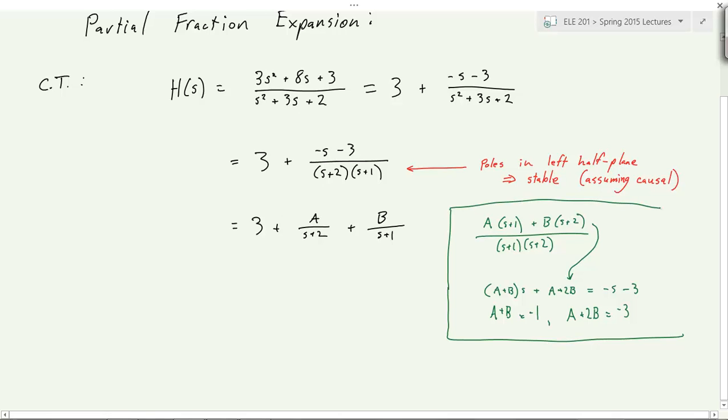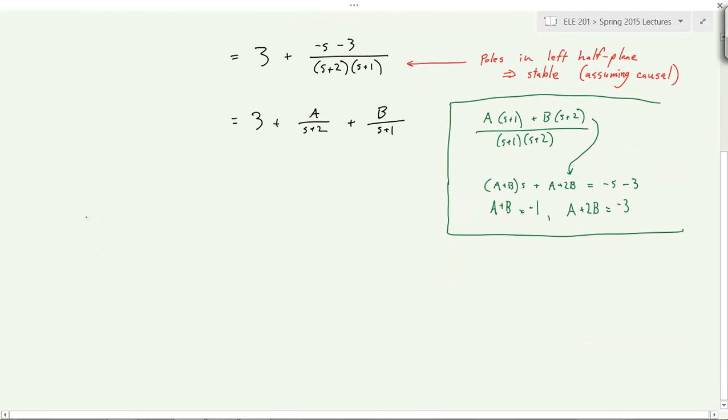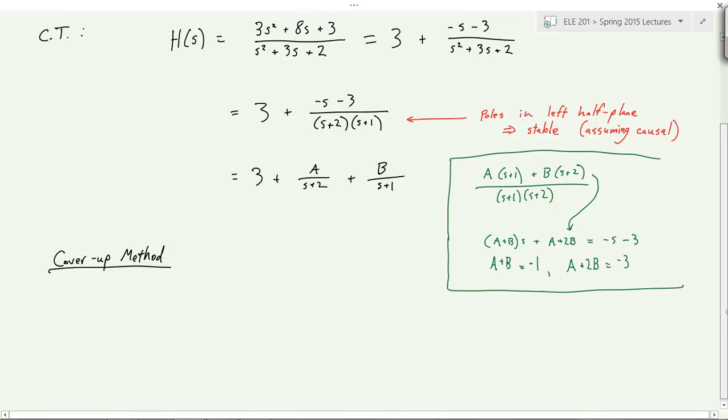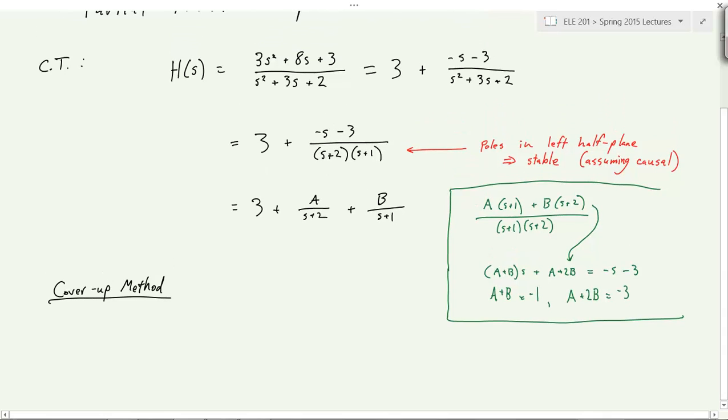I'm going to show you a way that often works a little bit quicker than doing that to solve for A and B here. What we can do is a trick that's called the cover-up method. And the way it works is this. If you don't remember it, just do it the way I showed you in the green there. But assuming you have distinct poles, meaning none of these terms in the denominator is like an s plus 2 squared or anything like that. So let's say you have distinct poles.